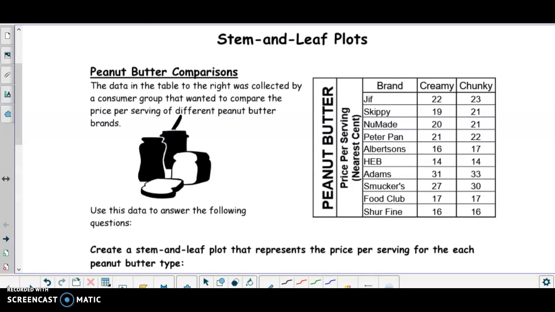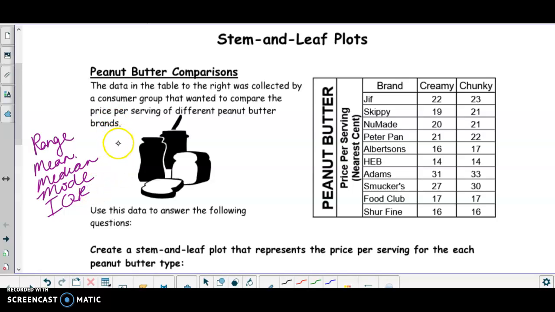Today we're going to talk about how to create a stem and leaf plot, and we're going to make two different ones. On a stem and leaf plot, you are able to find multiple pieces of information. You can find all the things we talked about last week: the range, the mean, the median. You can also find the mode. You can find the IQR. So you can find lots of different things from a stem and leaf plot.